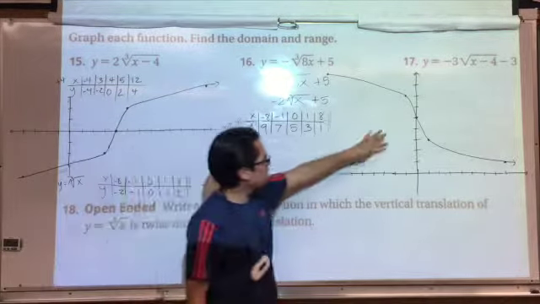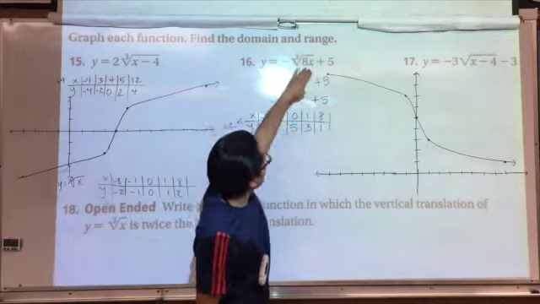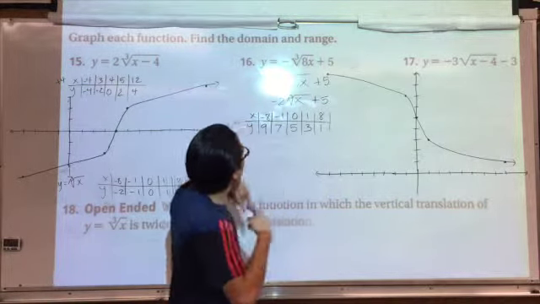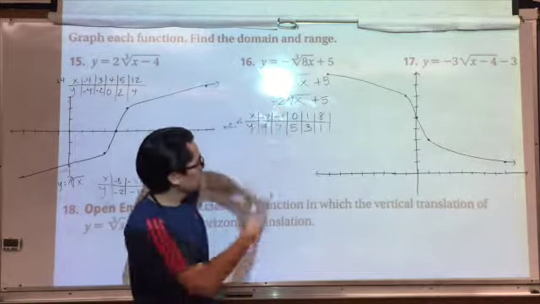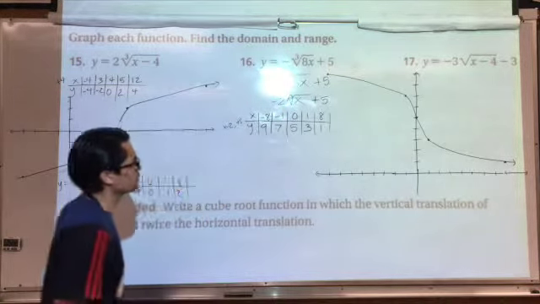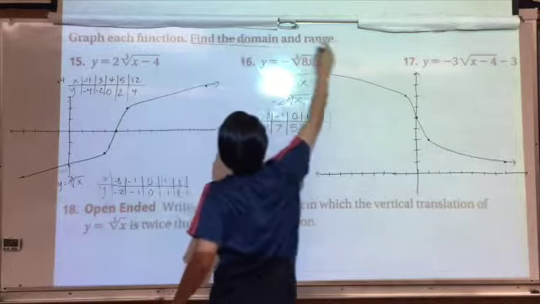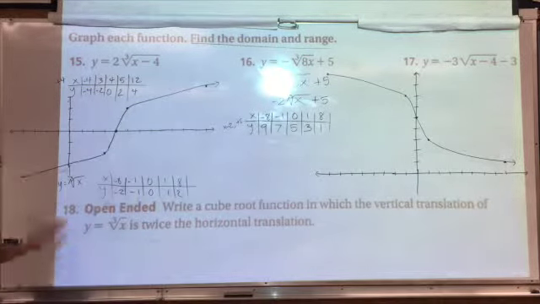So what happened to the parent function to become this? It got shifted up 5 units. It also got stretched by a factor of 2, and it got reflected as well. Okay? Alright, before I move on to number 17, we need to answer this question for both of these before I erase them. What is the domain and what is the range?